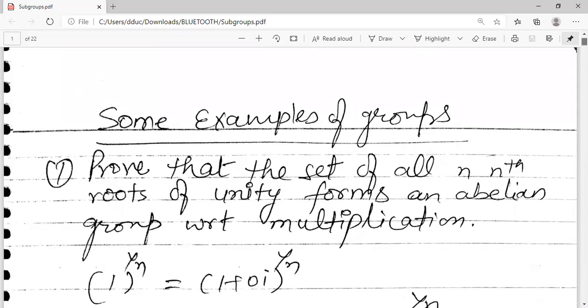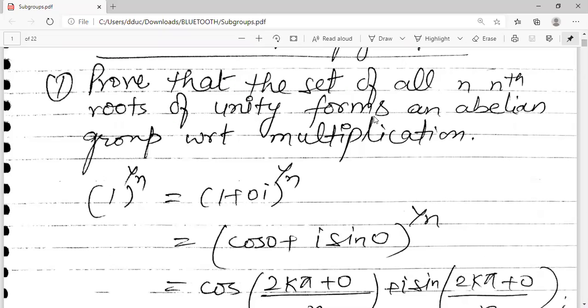First example is this. We have to prove that the set of all nth roots of unity forms an abelian group with respect to multiplication. You already know what an abelian group is: commutativity holds for every element, so ab is equal to ba for all a, b belonging to the group. Then the group is called an abelian group. So we have to show that the set of all nth roots of unity forms an abelian group, and the composition is multiplication.